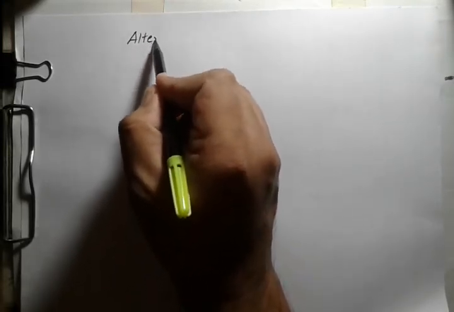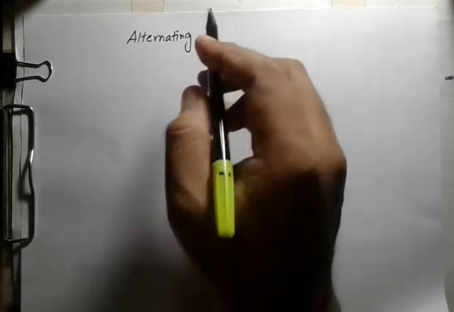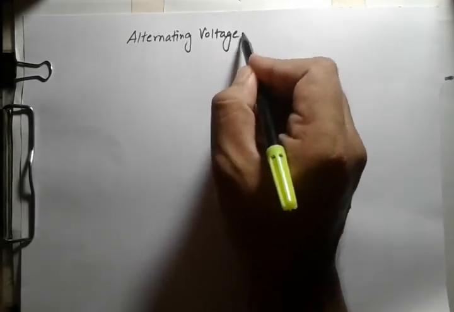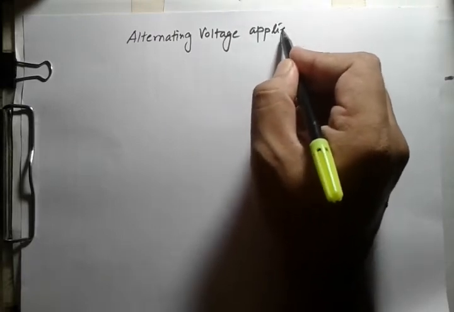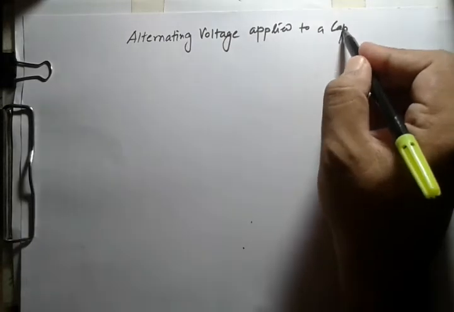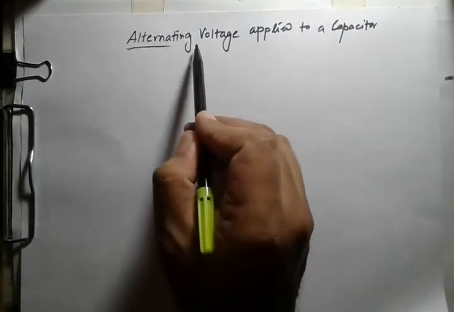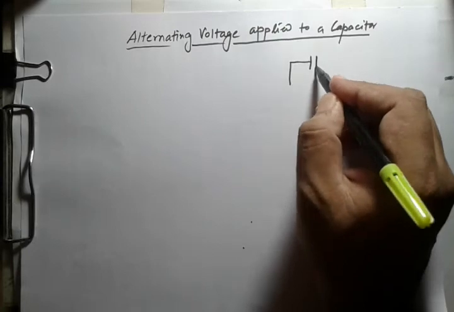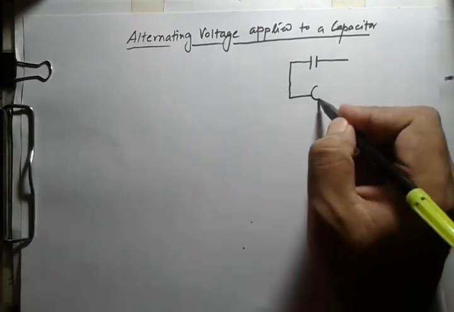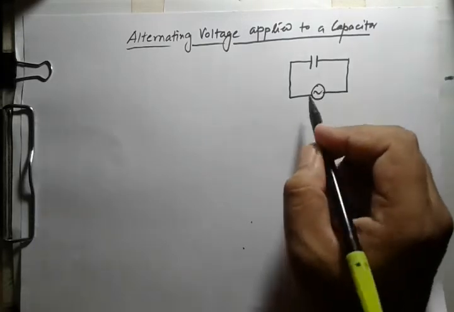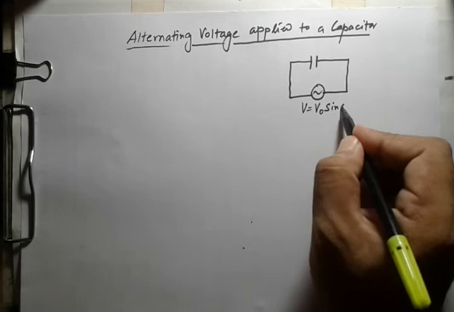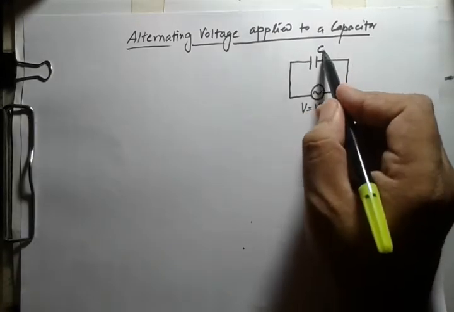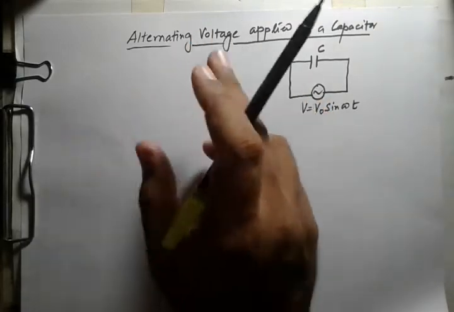So today's topic is alternating voltage applied to a capacitor. So this is the circuit: a capacitor and an AC source. This is V is equal to V naught sine omega t. This one is C. So we know that from here we have to find out what is the current.